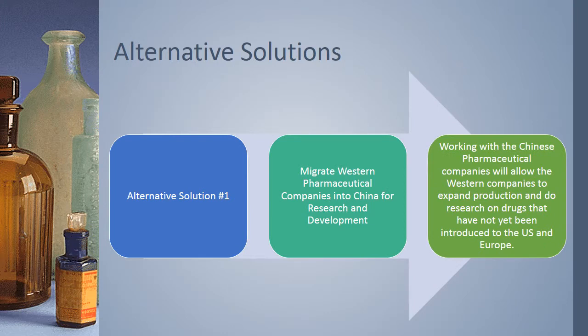Alternative solution. Alternative solution number one. Migrate Western pharmaceutical companies into China for research and development. Working with the Chinese pharmaceutical companies will allow the Western companies to expand production and do research that have not yet been introduced to the United States and Europe.